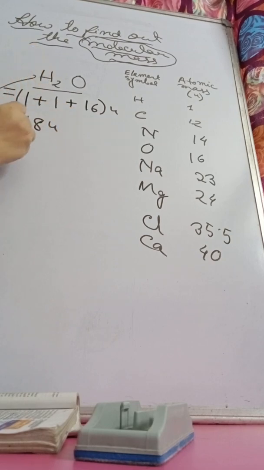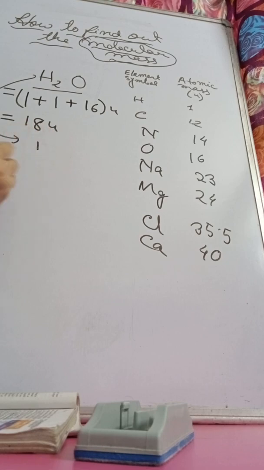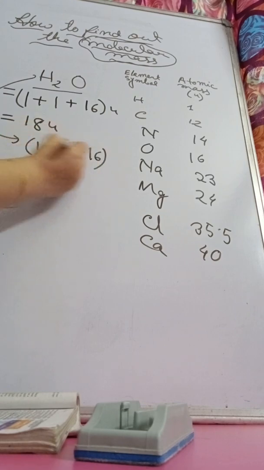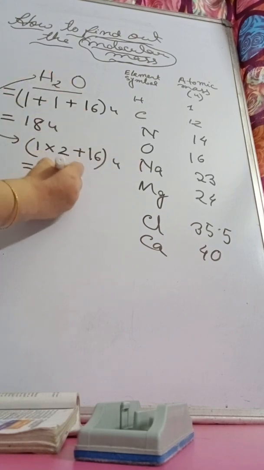But instead of that you can do it like this also, the water atomic mass. Instead of writing 1 plus 1 you can write atomic mass of one hydrogen, 1, multiplied by 2, plus atomic mass of oxygen, 16. So what will be the molecular mass of water? It will be 18 U. U is the unit, unified mass.